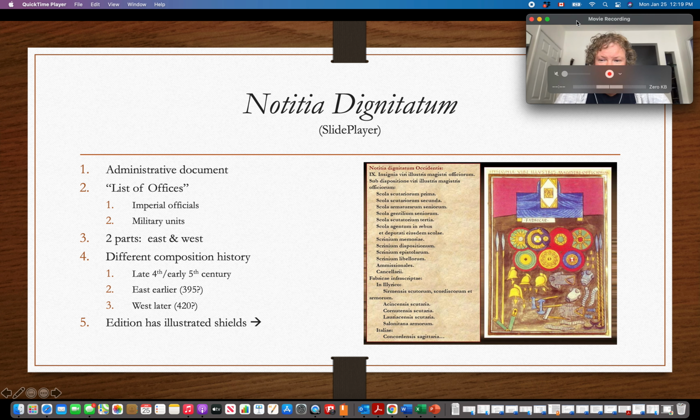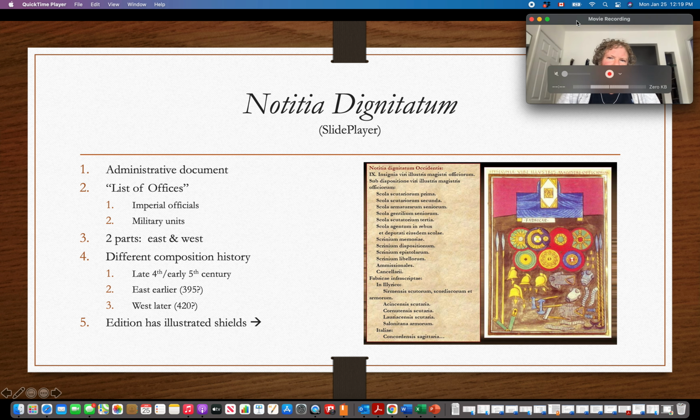Other interesting things about this document: I went to a major conference about it just before COVID, and it gave me more questions than answers, but there are many different things you can do with it. It also has all these illustrations, and you can see one copy of them here.